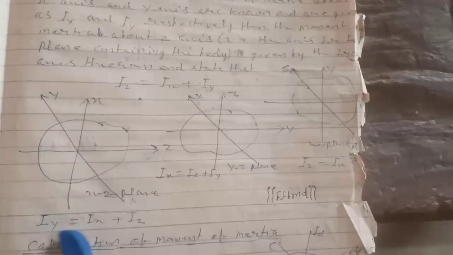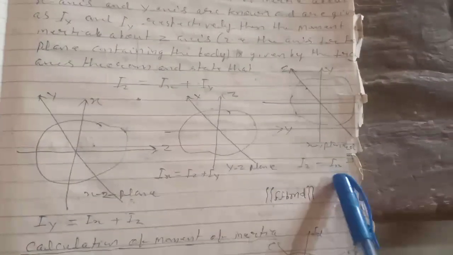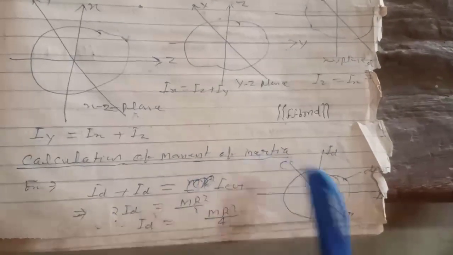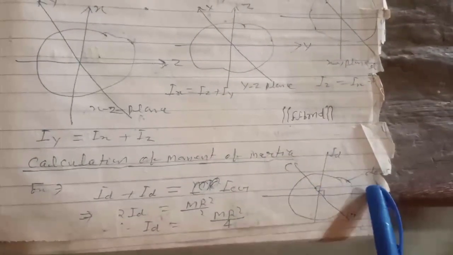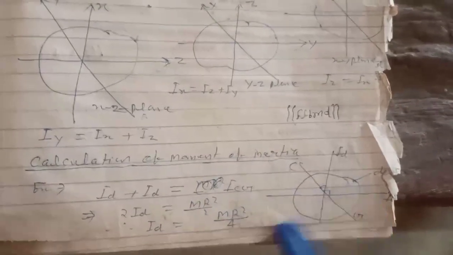Again, if we have the moment of inertia in the xz plane, then Iy, the moment of inertia along y, will be Ix + Iz. Similarly, Iz = Ix + Iy can be calculated. Calculate the moment of inertia. Here Id + Id = Icg, or 2Id = mr^2/2, hence Id, that is the moment of inertia about the diameter, is mr^2/4.